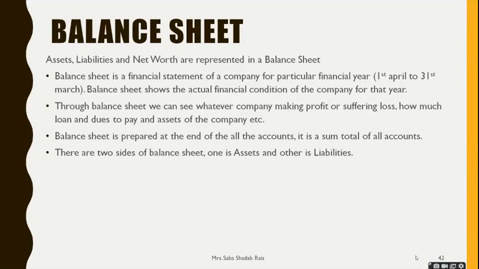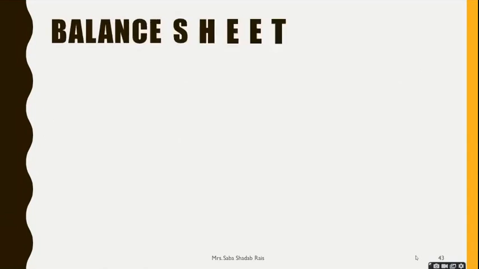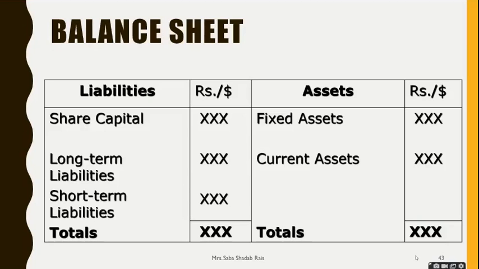So there are two sides of the balance sheet. One is the assets and another side is the liabilities. This is the format of the balance sheet. Here on one side, the left side, we write down all the liabilities. Now what would be the liabilities? It is the net worth, that is the share capital, long-term liabilities, and short-term liabilities. Fixed assets and current assets will be written on the right side. Students, we need to remember this is a balance sheet, so this total and this total must be equal.